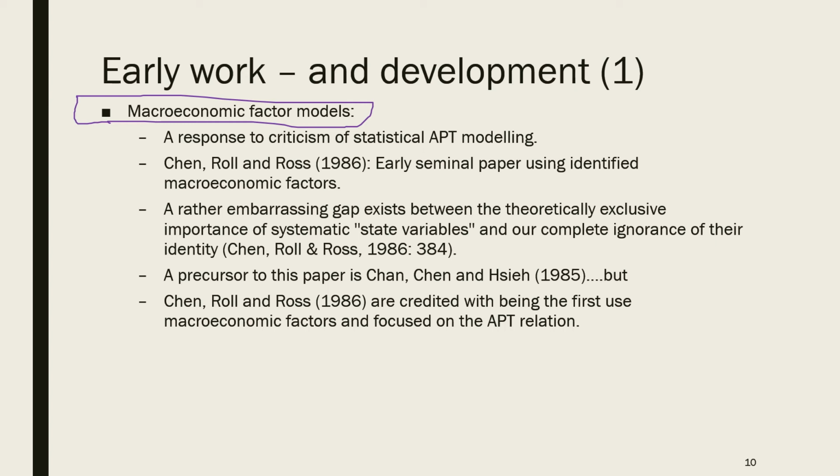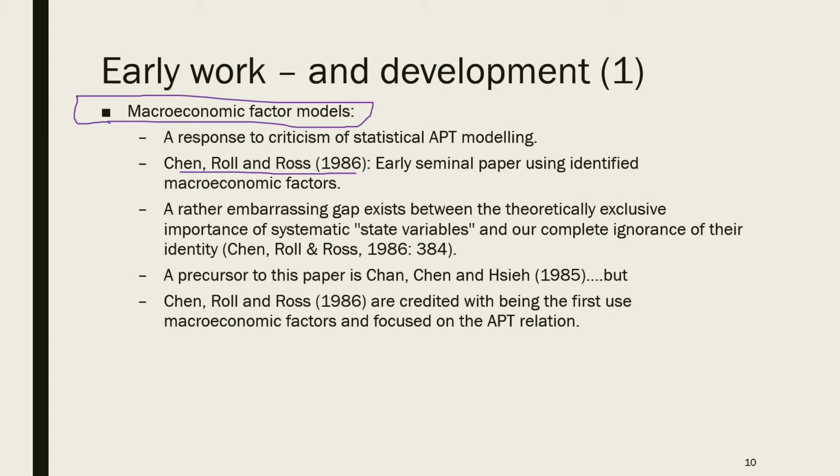So, for example, inflation, interest rates, industrial production, unemployment, number of retail sales, and so on, also oil prices, metal prices. All of these variables capture or represent some aspect of macroeconomic activity or economic activity in general. And the idea of using macroeconomic factors was first expounded by Chen, Roll, and Ross in 1986, who published a seminal paper.